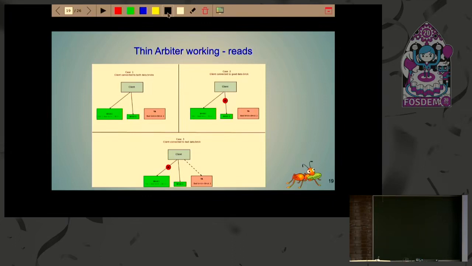But let's say the client is connected only to this brick which is bad and not to the first one which is good. If this guy doesn't blame anybody, we cannot blindly state that I'll serve the read from this, because this does not contain any accusers. You will have to query the Thin Arbiter. So that is the case where the client actually has to query the Thin Arbiter, and if the Thin Arbiter doesn't blame the brick which it is connected to, then you can serve the read. Otherwise, you will not be able to.